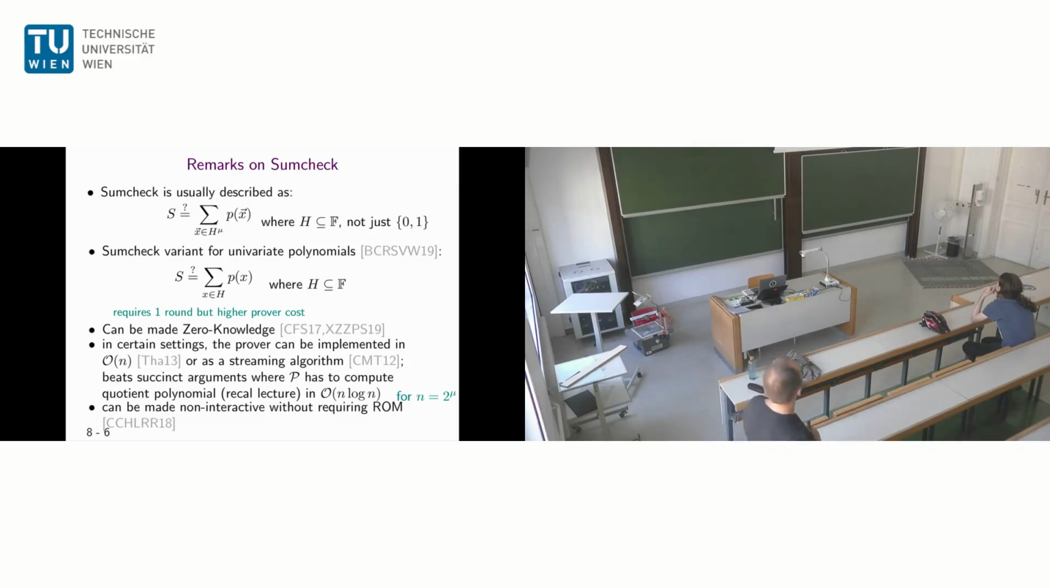And last but not least, it can be made non-interactive without requiring the random oracle model. It's basically sufficient to assume the existence of collision-intractable hash functions, and then you can show that this protocol is sound. Even though the random oracle model is widely accepted and not the worst model we have, it's still cool if you can show things without it.